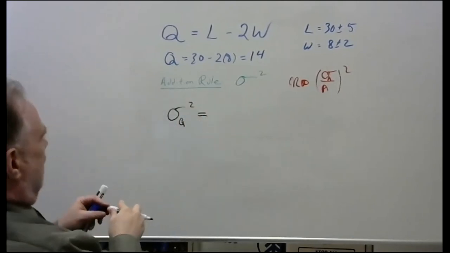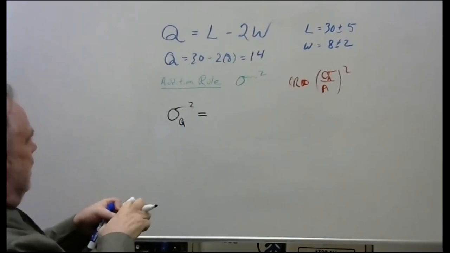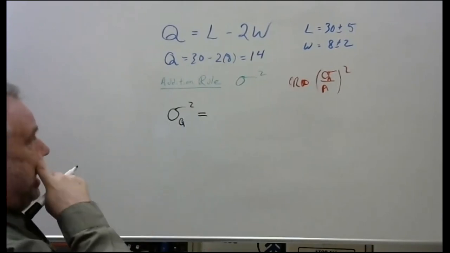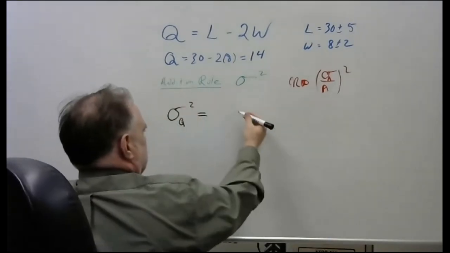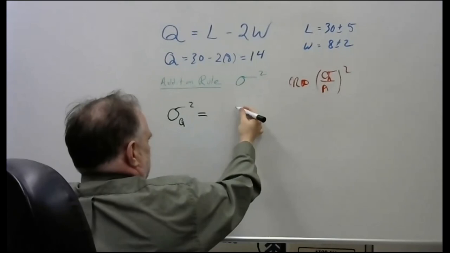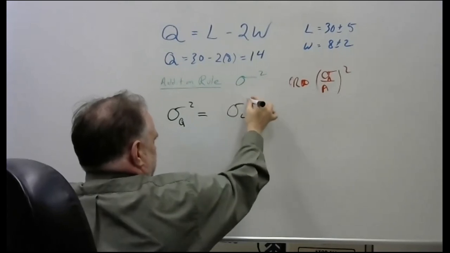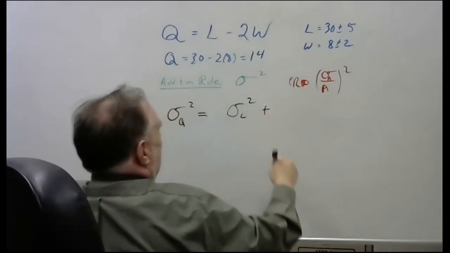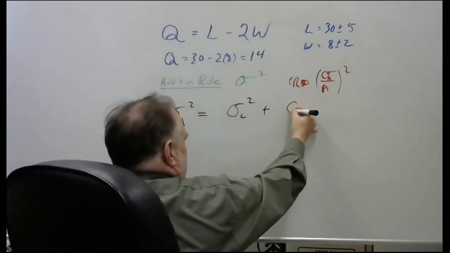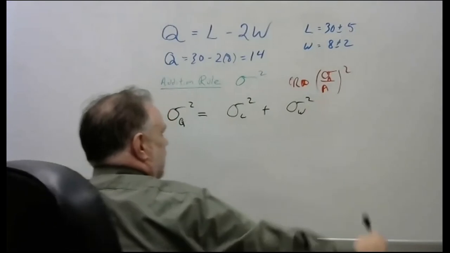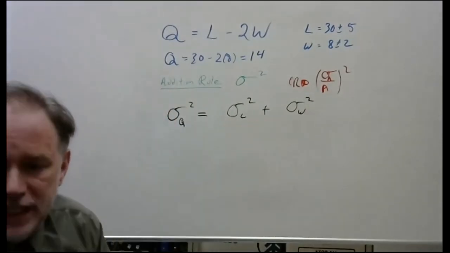Okay, now, the next variable is the L. What do I write for L over here? Sigma L squared. And then I'm going to add the W. What would I write over here? Sigma W squared. That's it. In other words, for each variable, I just write an addition. That's it.